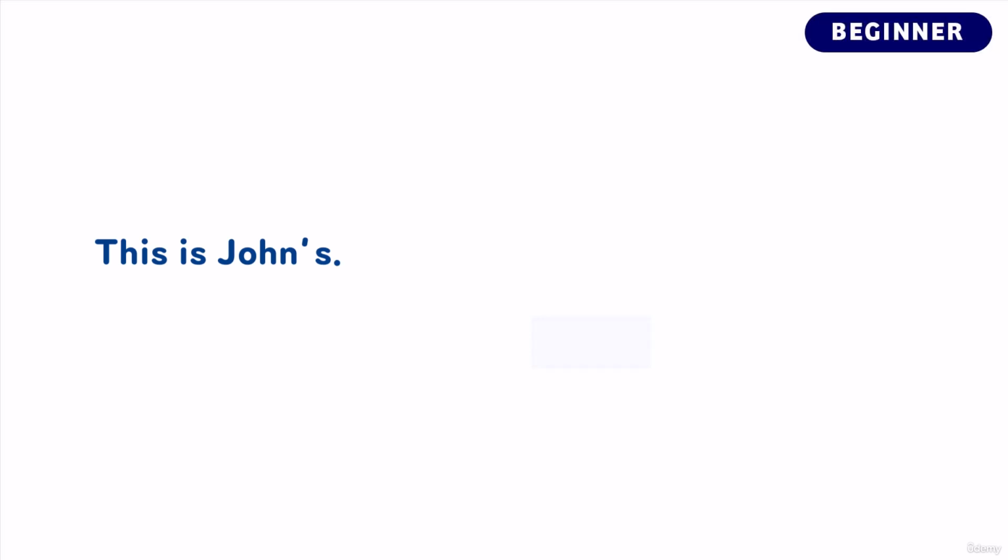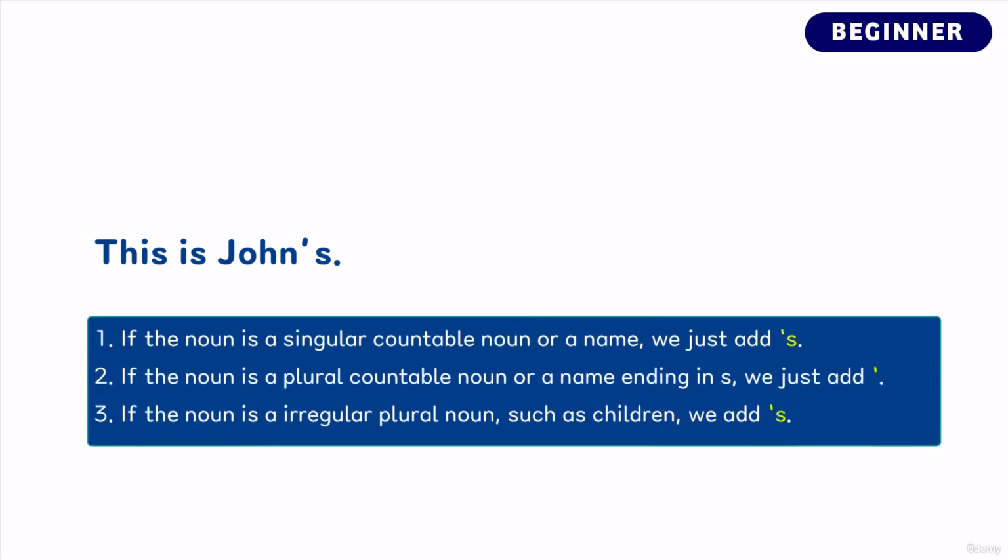However, there are some important rules to keep in mind. If the noun is a singular countable noun or a name, we just add an apostrophe s. If the noun is a plural countable noun or a name ending in s, we just add an apostrophe. If the noun is an irregular plural noun, such as children, we add an apostrophe s.